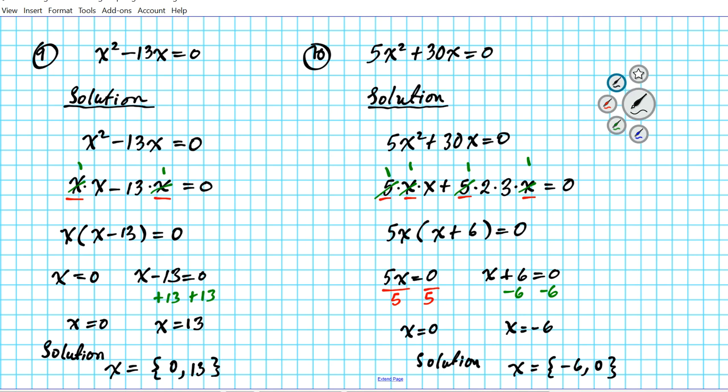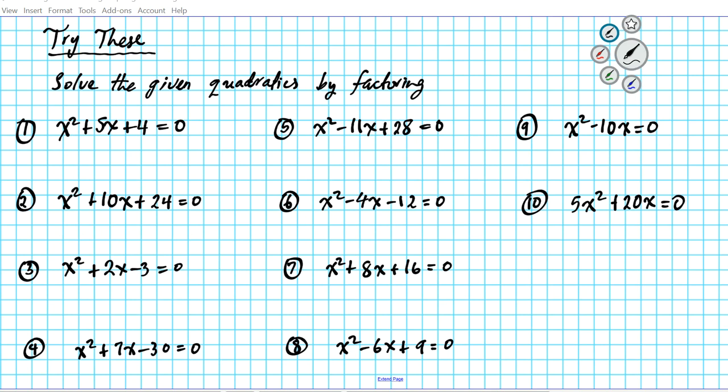Now it's your turn. Here are the practice problems that we promised to give you at the end of the presentation. We'd like you to solve the given quadratics by factoring. Go ahead and pause the video, try out the 10 problems, and when you're done, click on the play button and we'll reveal the answers. Welcome back. Hopefully you had a chance to try out the problems. Here are the solutions.